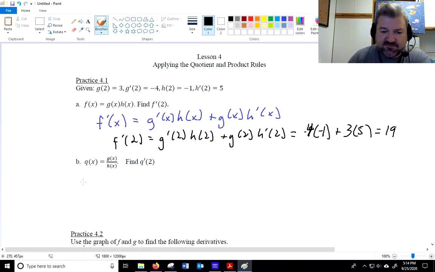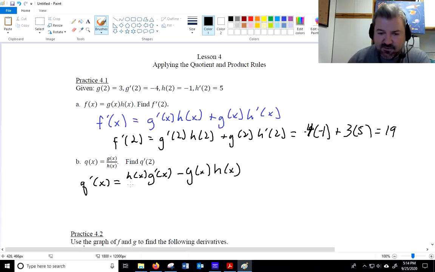All right, q of x. We need to find q prime of 2. So we've got to find q prime first, right? Low, d high, minus high, d low, all over, oh wait, I'm missing my d on my d low. All over low, low.